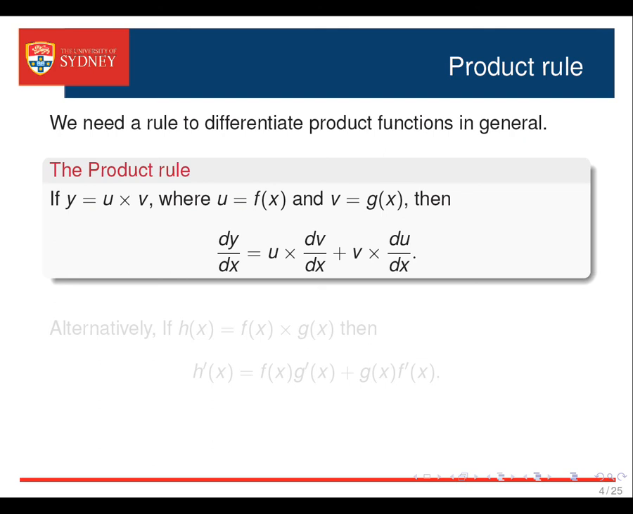The rule states that if we call one of the functions u, and the other one v, then the derivative of their product is equal to the function u times the derivative of the function v, plus the function v times the derivative of the function u. If you prefer to call the component functions f of x and g of x, then the product rule can be written as f times g dash plus g times f dash.